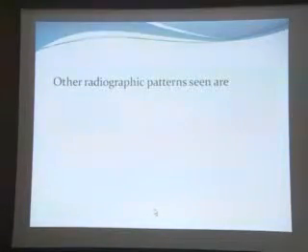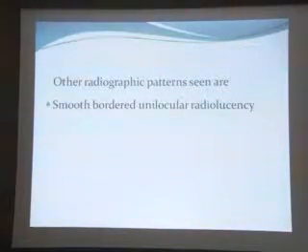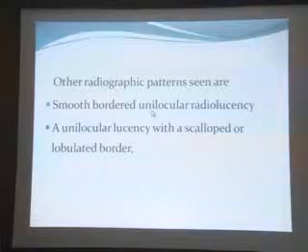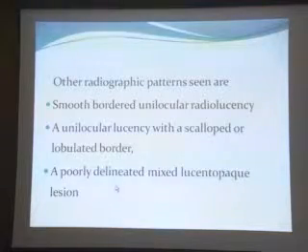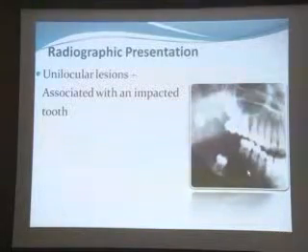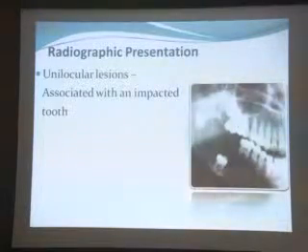Not only the soap bubble or multilocular radiolucency, it presents with other radiographic patterns as well. Sometimes it may be unilocular, and when it is unilocular, the border is usually smooth. There may also be a unilocular lucency with a scalloped or lobulated border. Sometimes a poorly delineated mixed lucent-opaque lesion may be there. As it is an intraosseous lesion, most of the time it is unilocular, sometimes multilocular, and mostly it presents with the soap bubble or honeycomb-like presentation. Here you can appreciate a single large unilocular radiolucency in the mandibular posterior region.